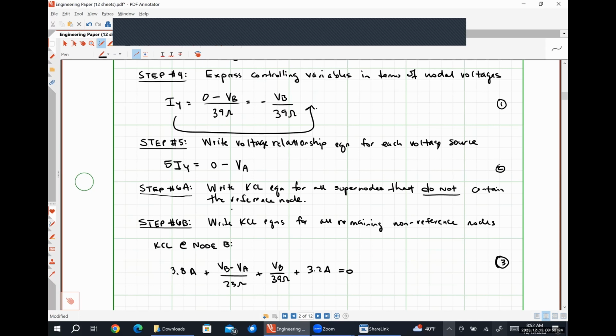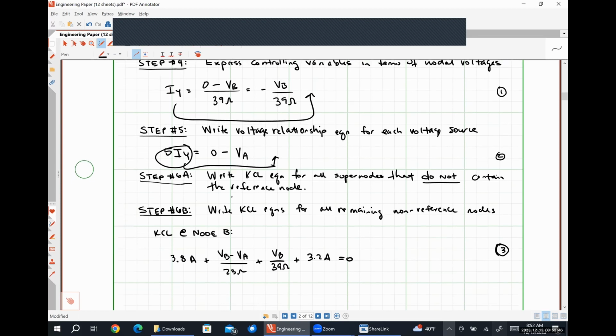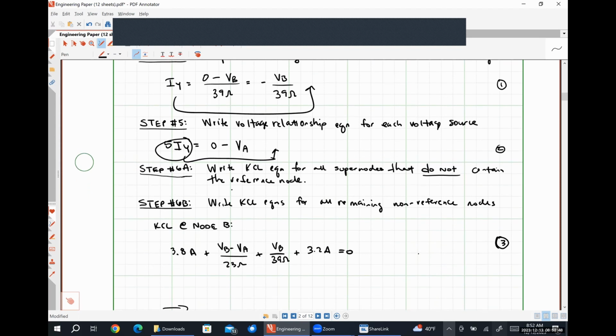For my second equation, my coefficient for VA is -1. My coefficient for VB is 0. And my coefficient for IY is -5, where I'm just moving this whole 5 IY over to the other side with the variables again. Okay. And then in my last equation, my constant term is 0.